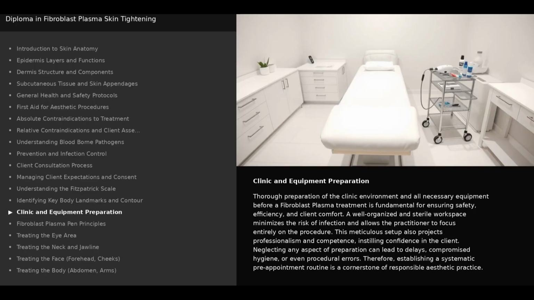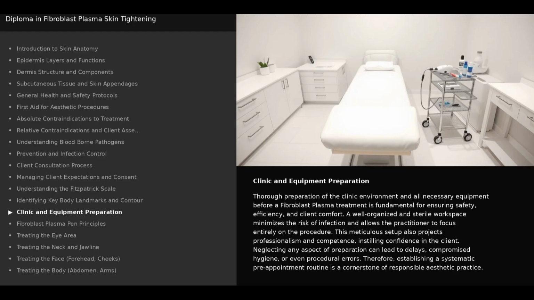Clinic and equipment preparation. Thorough preparation of the clinic environment and all necessary equipment before a fibroblast plasma treatment is fundamental for ensuring safety, efficiency, and client comfort. A well-organized and sterile workspace minimizes the risk of infection and allows the practitioner to focus entirely on the procedure. This meticulous setup also projects professionalism and competence, instilling confidence in the client.